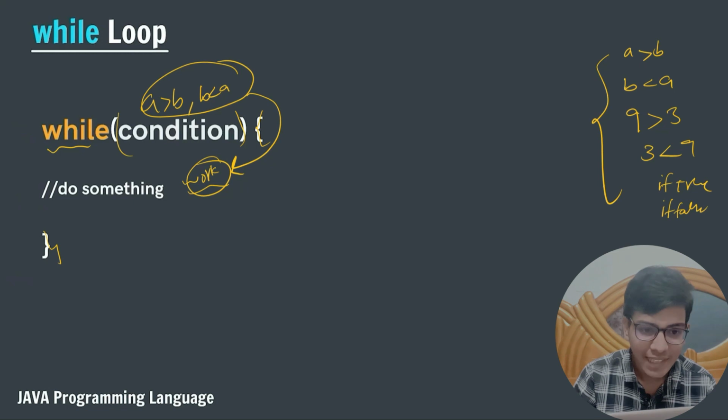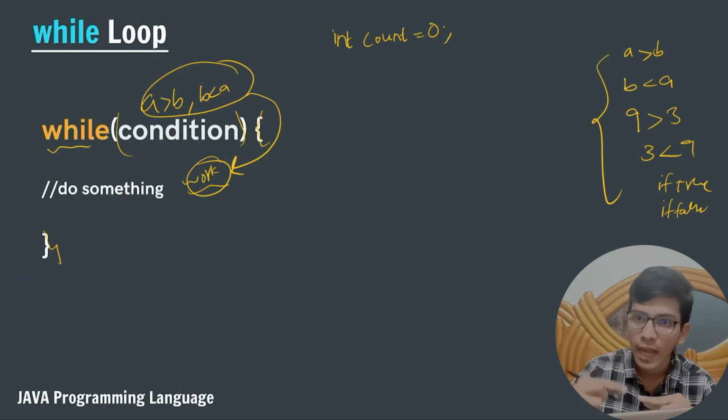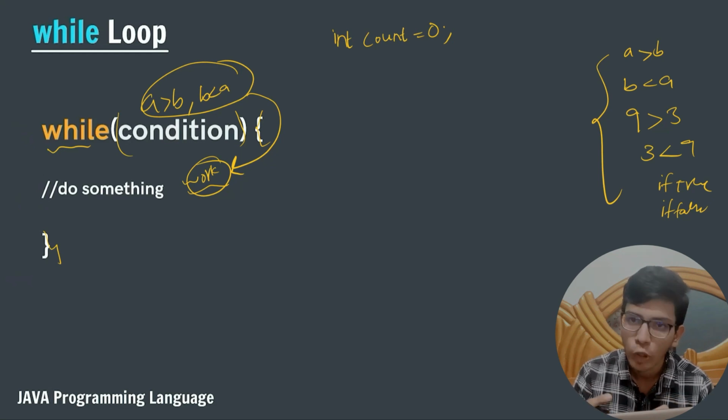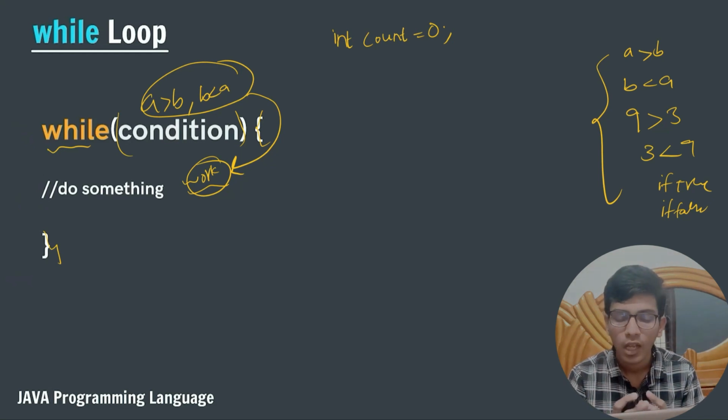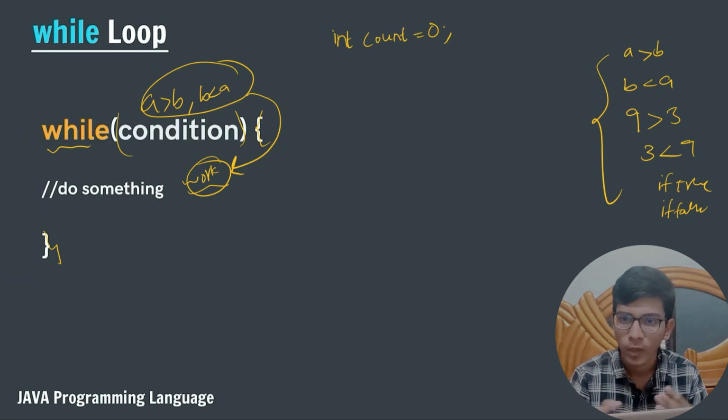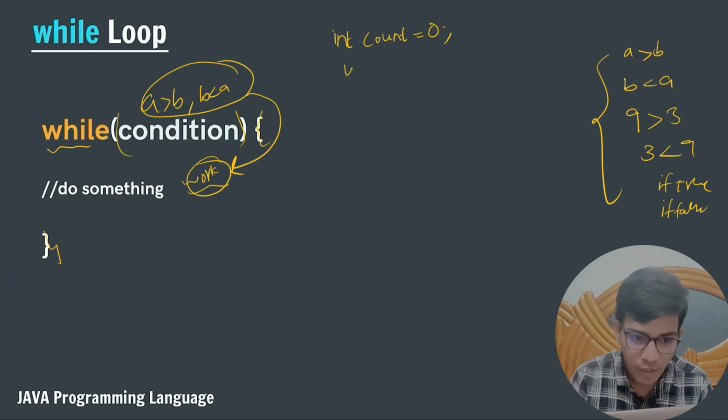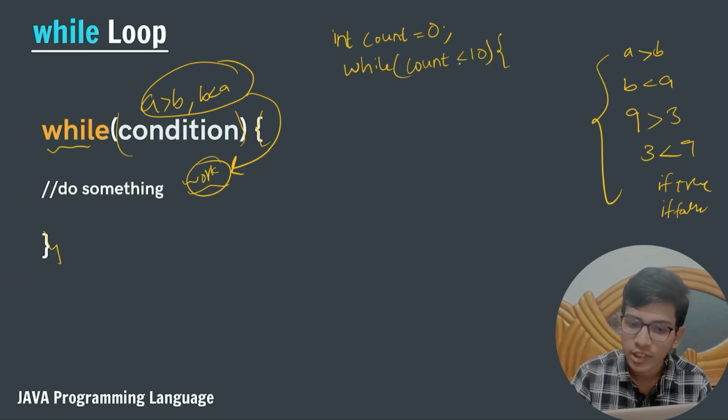First of all, let us take a count variable, int count is equal to 0, and this count variable will keep track of how many times we are printing, or how many times we are running the while loop. After that, we write the while keyword, while our count is less than 10. We are printing hello world 10 times, right? So the condition will be count is less than 10.